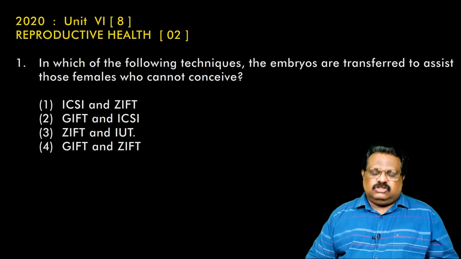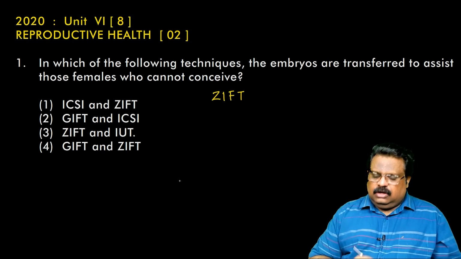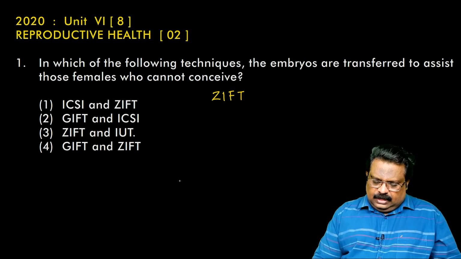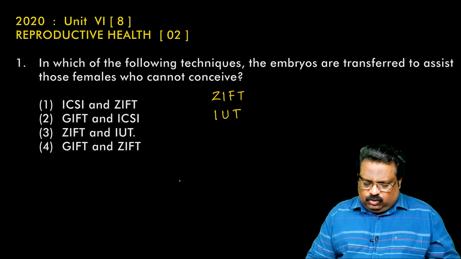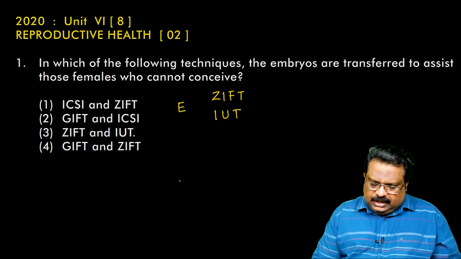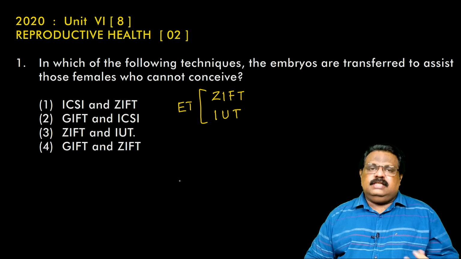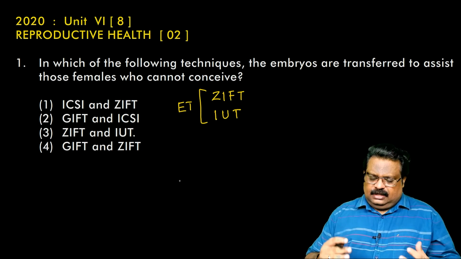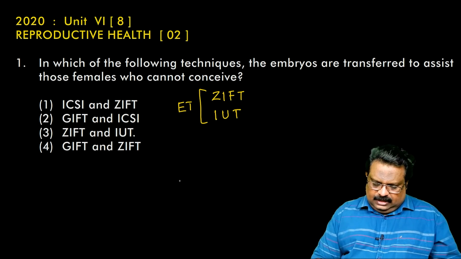So there are 2 methods of embryo transfer. One is called zygote intrafallopian transfer or ZIFT, then intrauterine transfer or IUT. These are the only 2 methods of ET. ET means embryo transfer. What is the difference between ZIFT and IUT? In ZIFT, you can see that the embryo is before the 8 blastomere stage, isn't it?